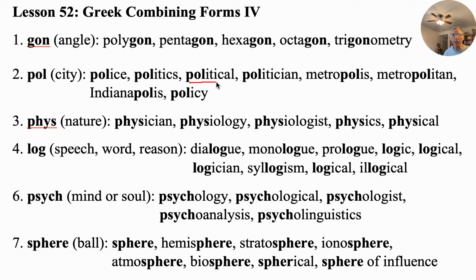Let's see, we have political and then politician. Metropolis is like a big bustling city with lots of people and lots of things going on. Metropolitan has to do with city government, metropolitan.